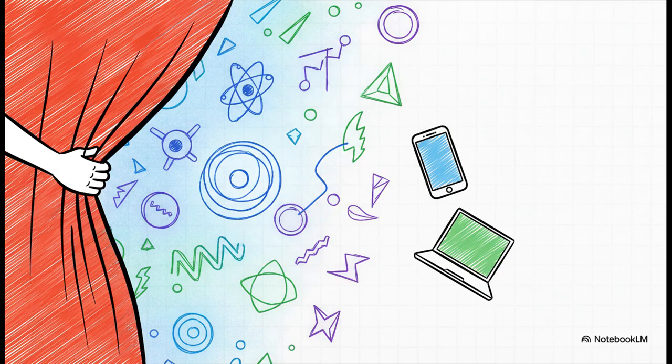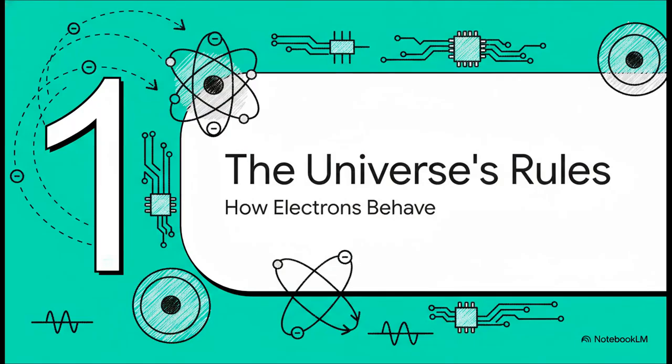In this explainer, we're going to see how the truly mind-bending, almost magical behavior of the universe's tiniest particles is the bedrock for the technology that, let's be honest, runs our entire world. All right, first things first. To even begin to understand this, we need to meet the star of our show, the one and only, the electron. Seriously, getting a grip on its weird little habits is the key to unlocking, well, pretty much all modern technology.